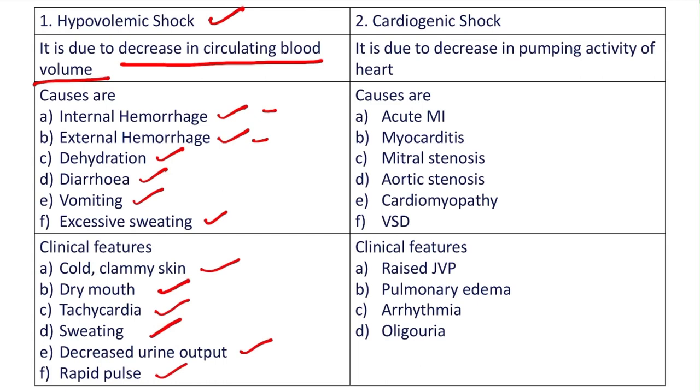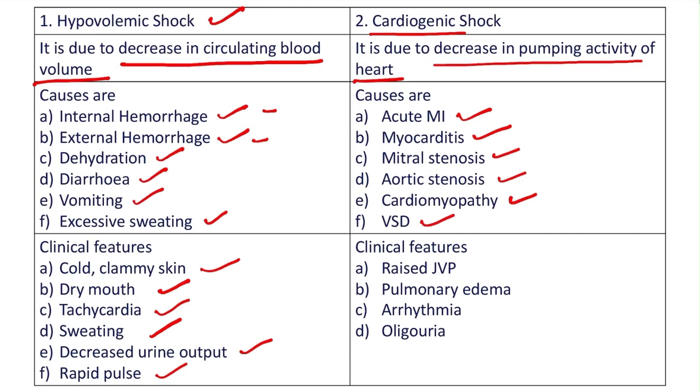Next type of shock is cardiogenic shock. This cardiogenic shock is due to the decrease in the pumping activity of the heart. So which can be the causes? Most of the time these are cardiogenic causes. Causes for cardiogenic shock are acute myocardial infarction, myocarditis, mitral stenosis, aortic stenosis, cardiomyopathy, and ventricular septal defects. So these can be the causes for cardiogenic shock.